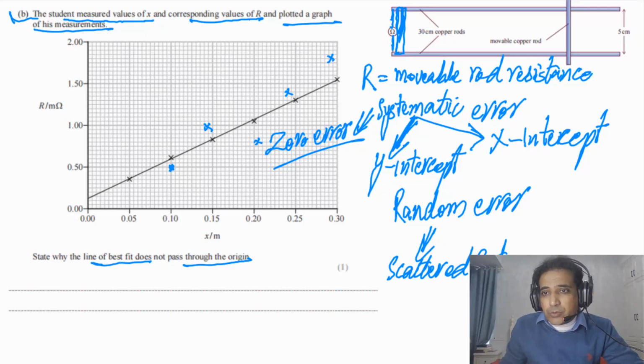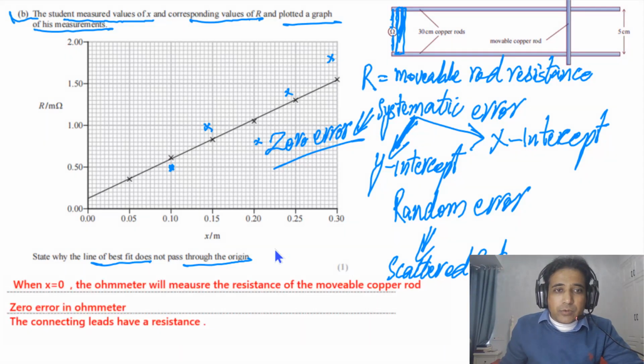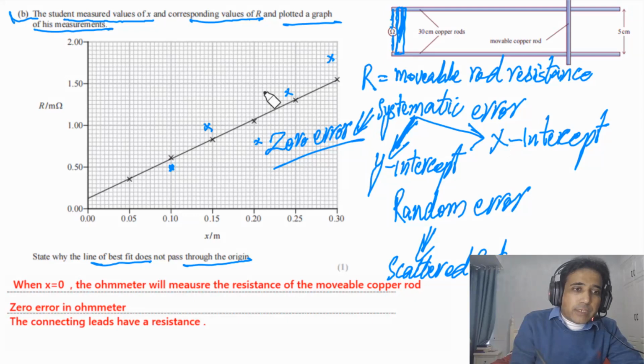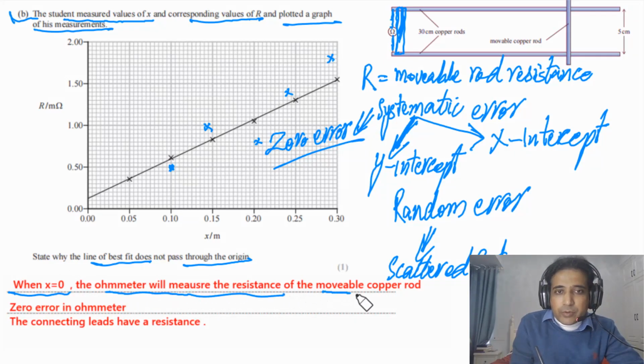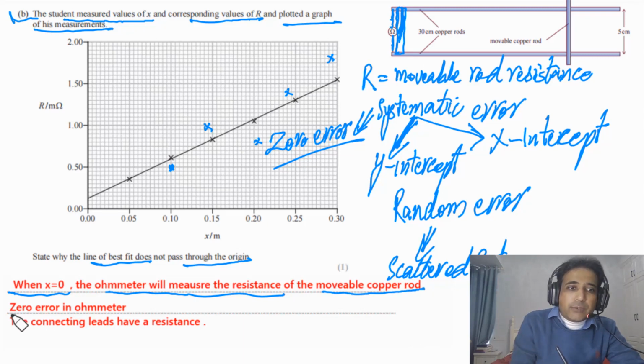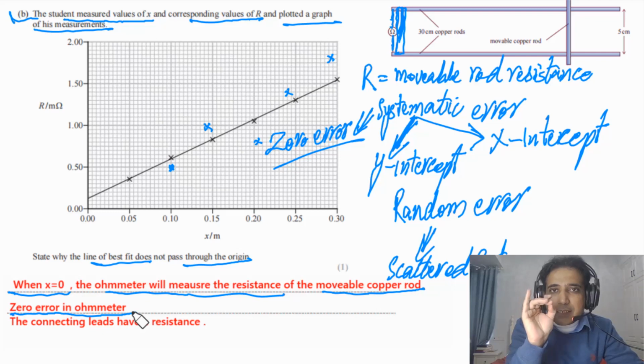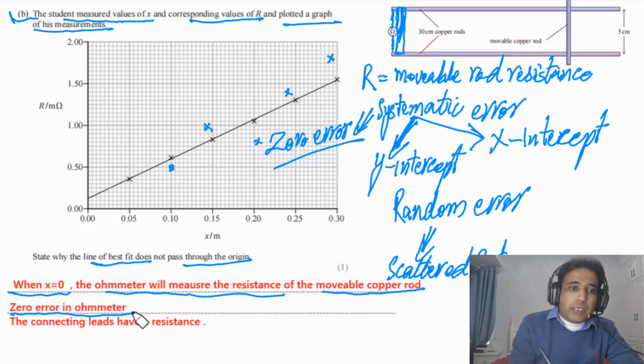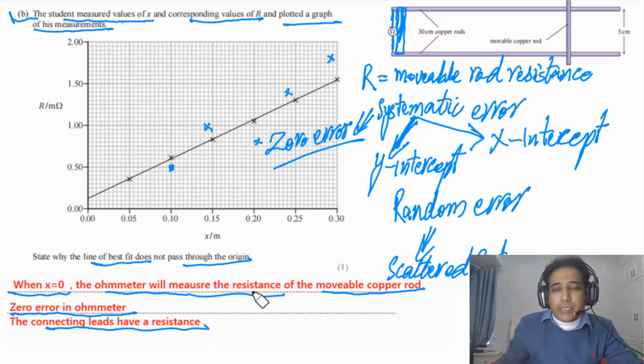So how can we write down our answer? In our answer we can talk about these points. First thing we can say, when x is equal to 0, the ohm meter will measure the resistance of the movable copper rod. We can also say zero error in ohm meter, but in this case that is less practical. If you just write that one, it means you just memorized something, but you need to understand the given experiment. We can also say connecting leads have a resistance. So if you write any one point, you will get 1 mark.